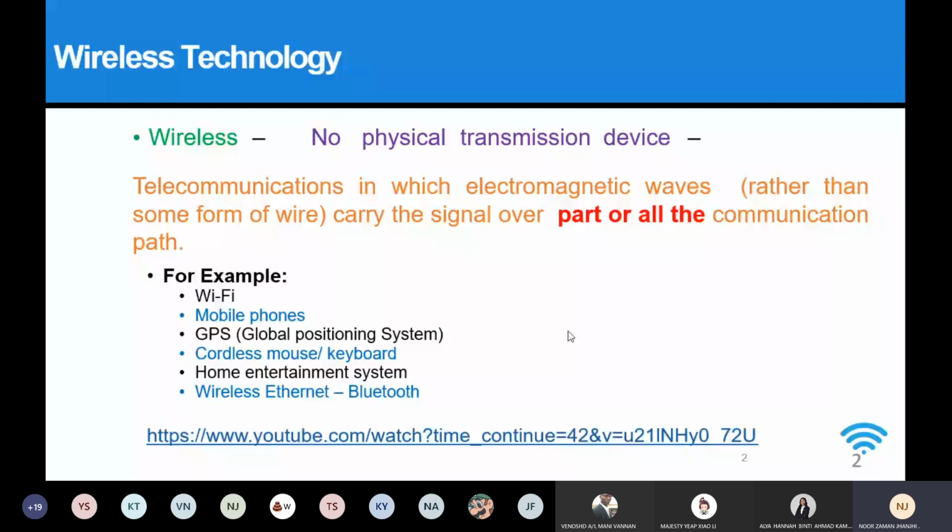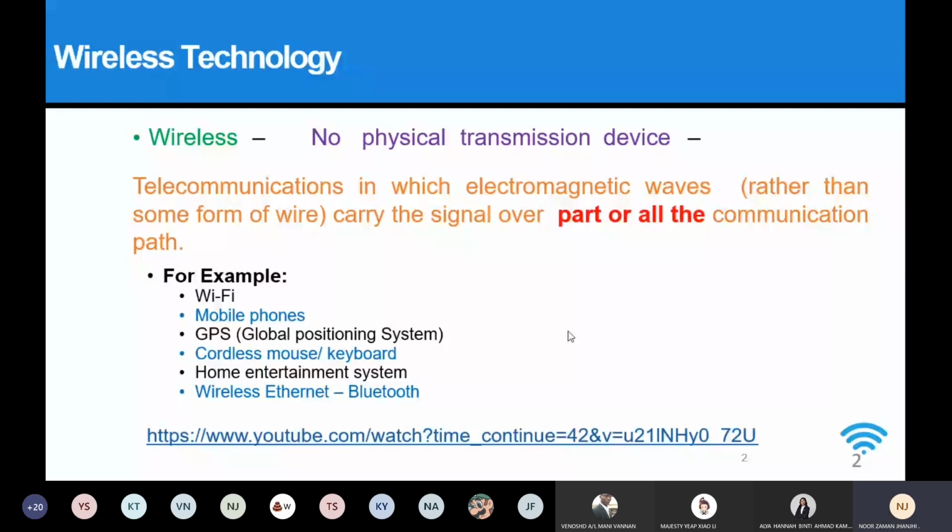Now there are a few examples of wireless technology like Wi-Fi, mobile phones, GPS, cordless phones, home internet, wireless internet, and there are so many. We cannot list them even in a couple of slides. We just place the link below in case you are further interested. Whenever you have free time, you can go there and find out what these things are.